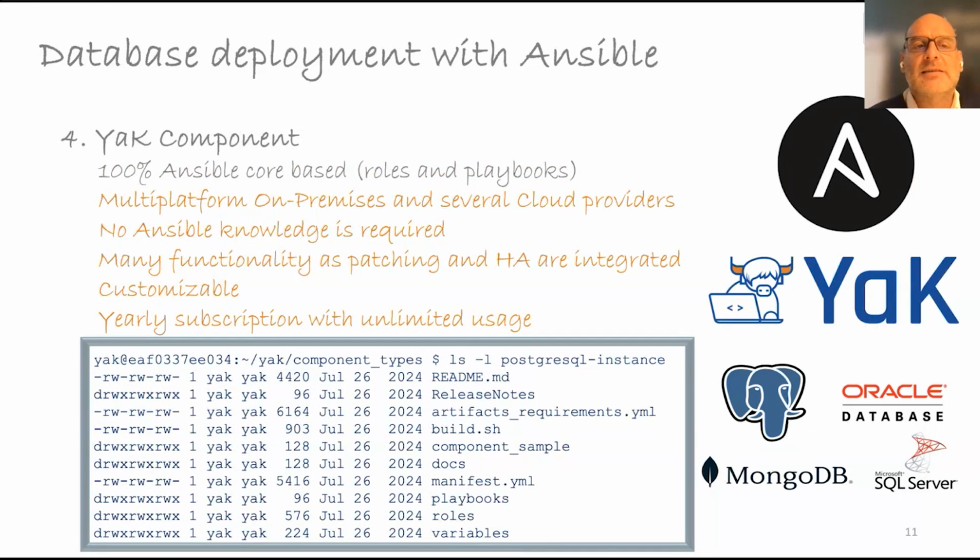Last but not least is YaK Components. It's the one I want to cover today in this presentation. YaK Components is only Ansible, 100% Ansible roles and playbooks, which are brought by DBI services, and which contain all your best practices from the last 15 years. And it's multi-platform. So you have an RDS-like solution as the cloud providers have, but this solution can be applied on all platforms. So in Amazon, Azure, OCI, on-premise, on Nutanix, on VMware, everywhere.